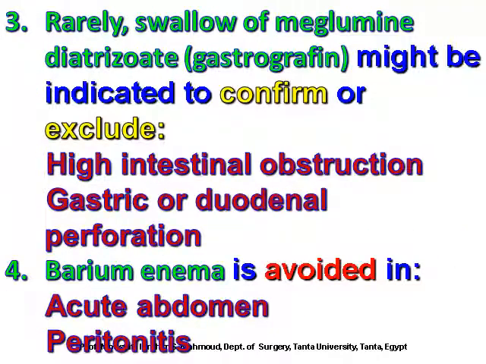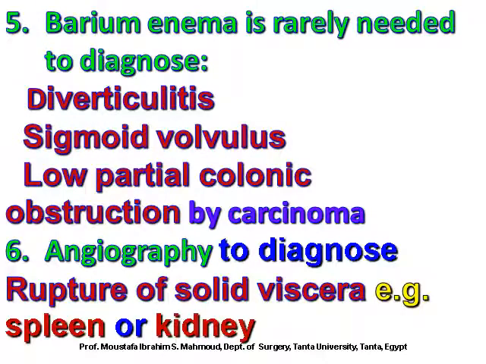Rarely, a swallow of meglumine diatrizoate, that is, Gastrografin, might be indicated to confirm or exclude high intestinal obstruction, gastric or duodenal perforation. Barium enema is avoided in cases of acute abdomen and peritonitis. Barium enema is rarely needed to diagnose diverticulitis, sigmoid volvulus, low partial colonic obstruction by carcinoma, and angiography to diagnose rupture of solid viscera like the spleen or kidney.